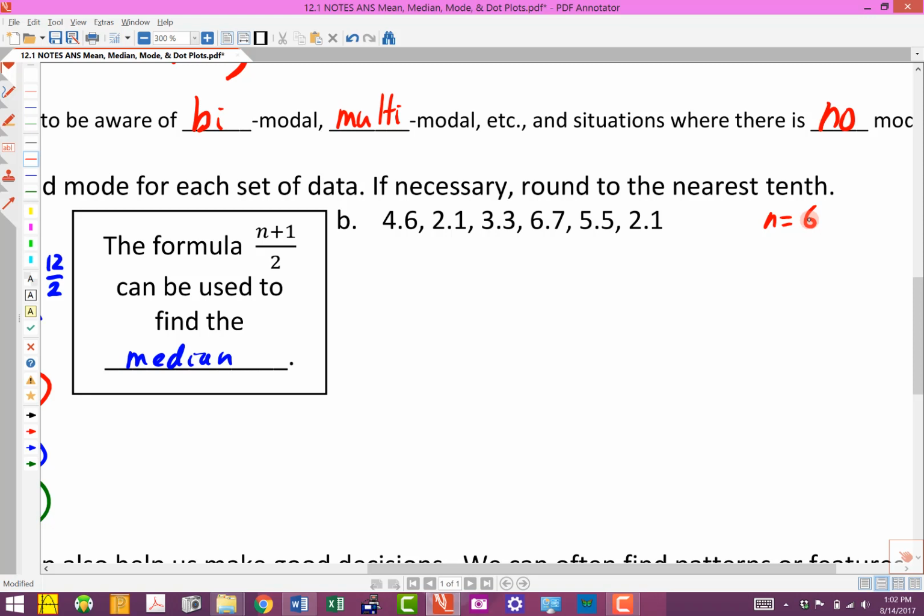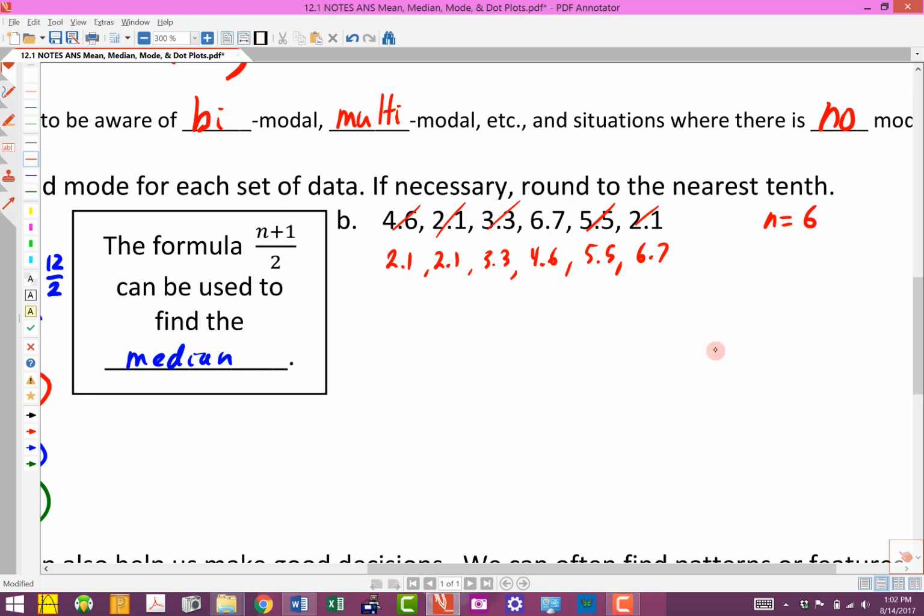Now, let's go ahead and put them in order because we know we're going to have to do that anyway. So we're going to put 2.1, 2.1, so we've got those taken care of. Next one's 3.3, got that one taken care of. 4.6, and again, being organized about this is a really good thing. It helps you keep things straight and make sure you haven't made any mistakes. So we've got these in order.